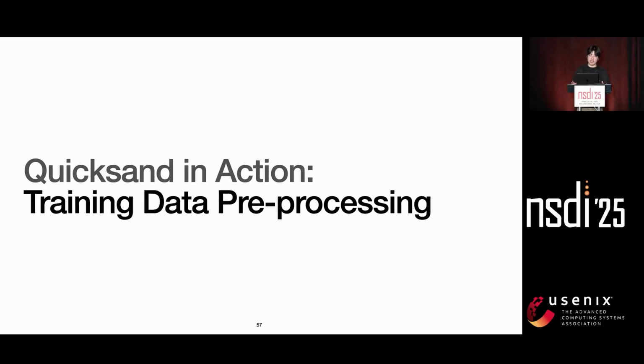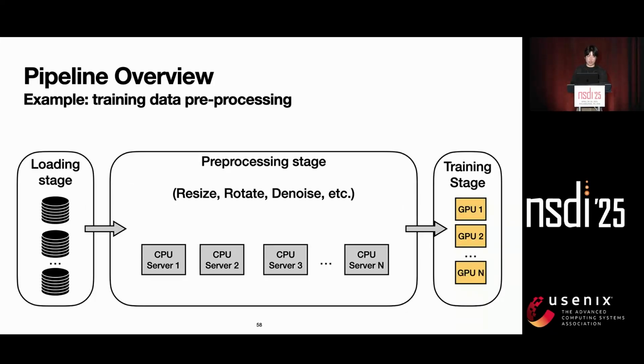To see this architecture in action, let's use Quicksand for a popular workload, training data preprocessing. This is a high-level overview of the data preprocessing pipeline. We're processing images in a disaggregated fashion, where CPU servers resize, rotate, and denoise images before they arrive on the training GPUs.